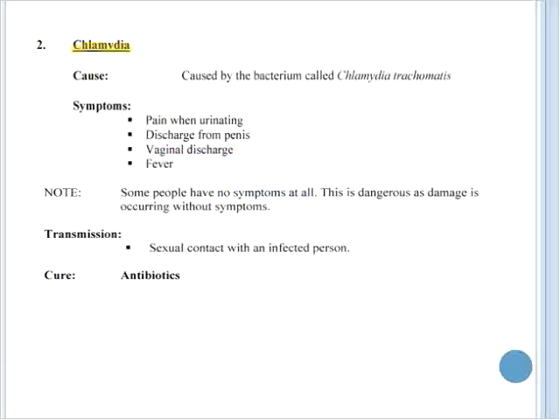Chlamydia, another STI, is caused by the bacterium Chlamydia trachomatis. Its symptoms include pain when urinating, discharge, vaginal discharge in females of course, and fever. Now, some people have no symptoms whatsoever. This is dangerous because while there are no symptoms being shown, internal damage may very well be occurring. Transmission is through sexual contact with an infected person. The cure is an antibiotic regimen.